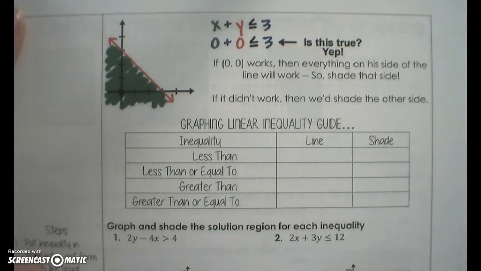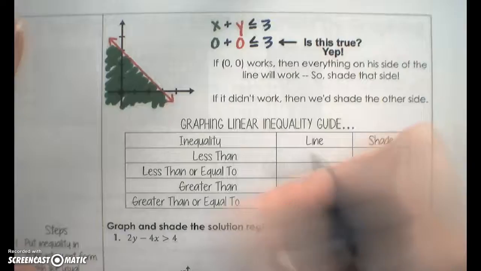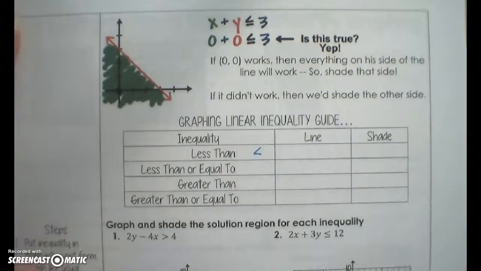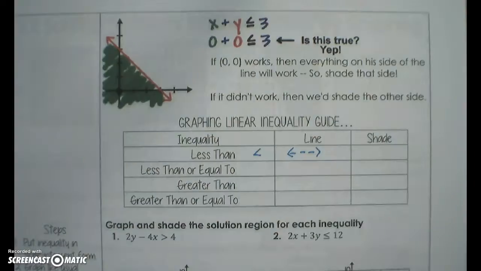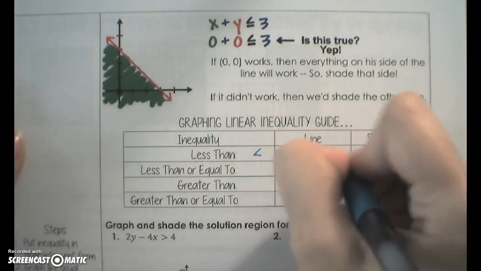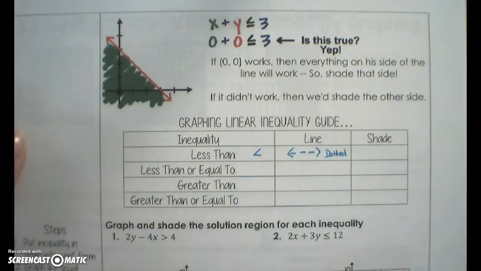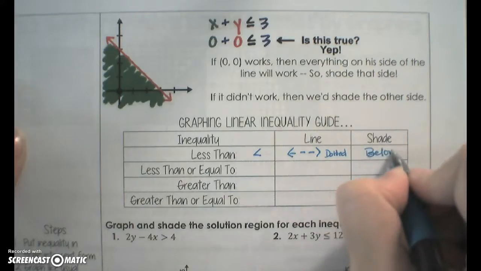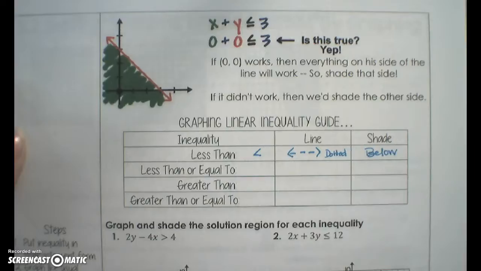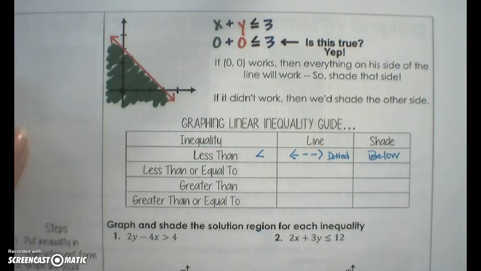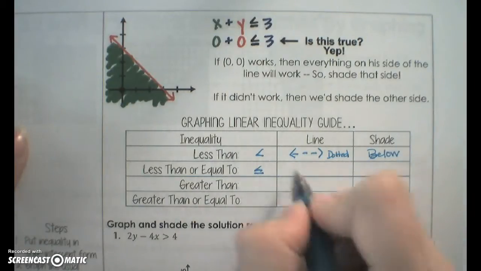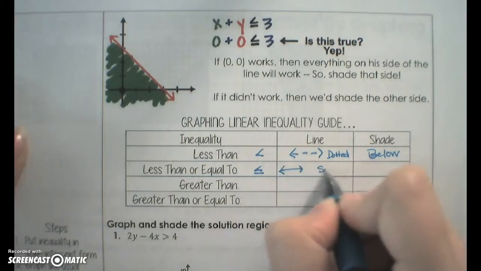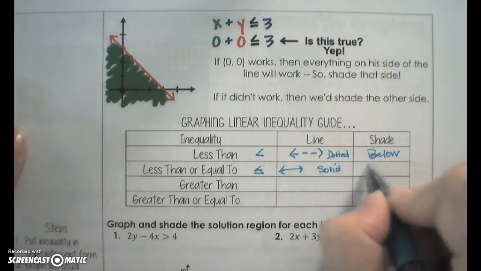So when something is less than, then that line is going to be a dotted line, or dashed, however you want to put it. So I'm going to write the word dotted. And then if it has less than, we know it's going to be shading below. Again, kind of where the mechanics of that escalator, if you want to think of it like that. Less than or equal to, well, since it is or equal to, that means that we're going to use a solid line. And we're still less than, so we're still shading below.